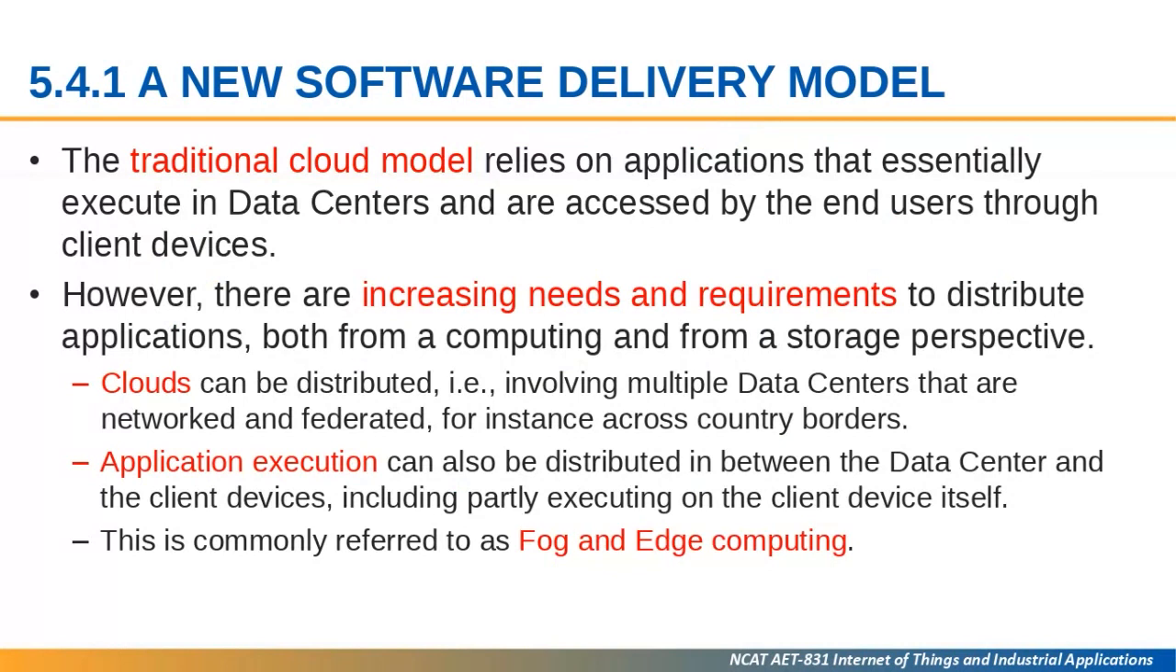The traditional cloud model relies on applications that essentially execute in data centers and are accessed by end users through cloud client devices. However, there are increasing needs and requirements to distribute applications, both from a computing and from a storage perspective. So the cloud can be distributed. Basically, it means that instead of using one data center, we can have multiple data centers, right? Each of them may be dealing with different tasks. And also application execution can be distributed between the data center and the client devices.